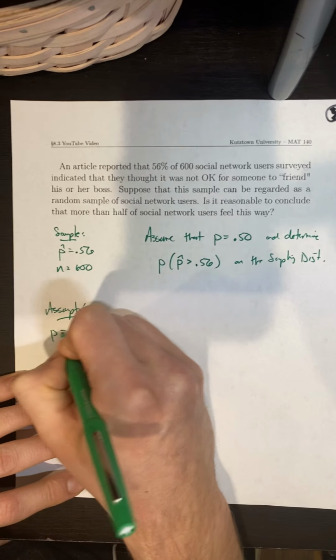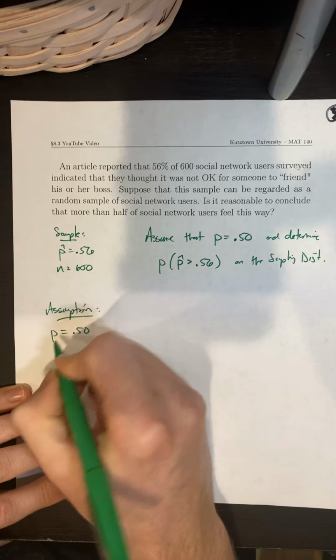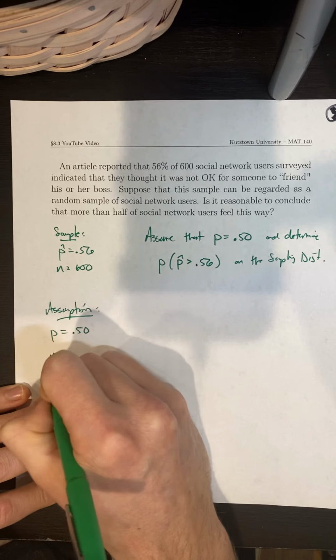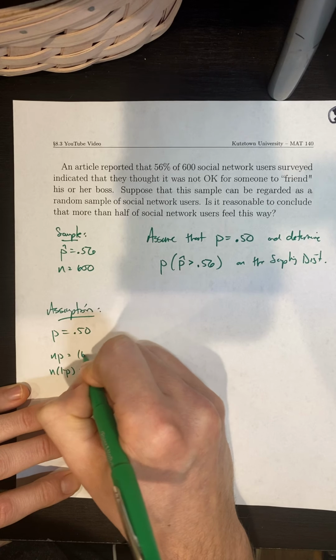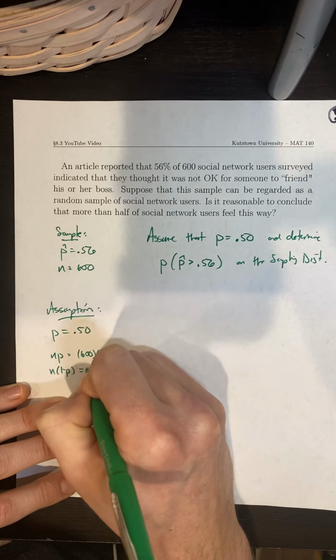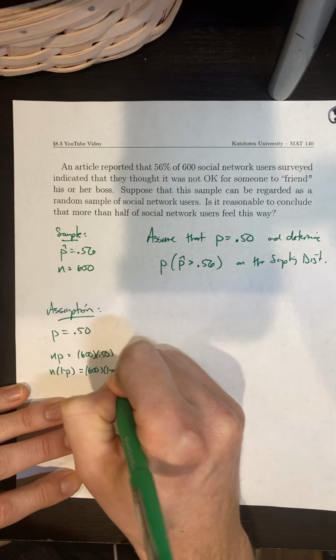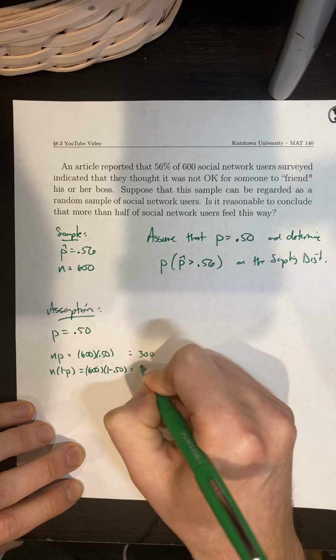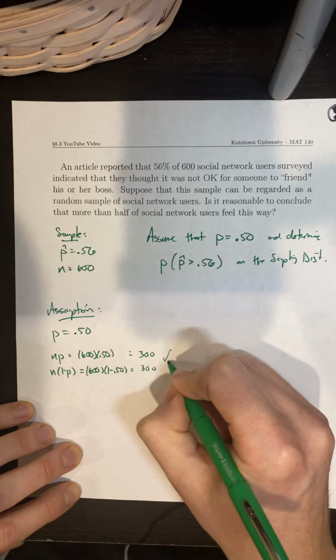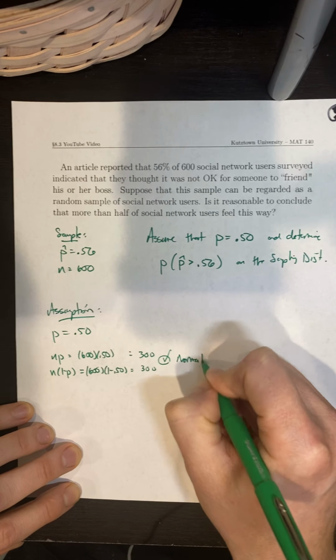We're going to assume that p is 0.50. Then what we need to do is check to see if the sampling distribution will be normal. Well, I would take 600 times 0.50, 600 times 1 minus 0.50. And what do we get there? Well, I think everyone can see that we'll get 300 in both cases. So yes, it is normal, right?